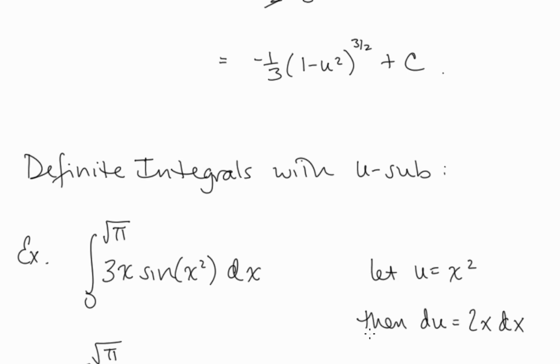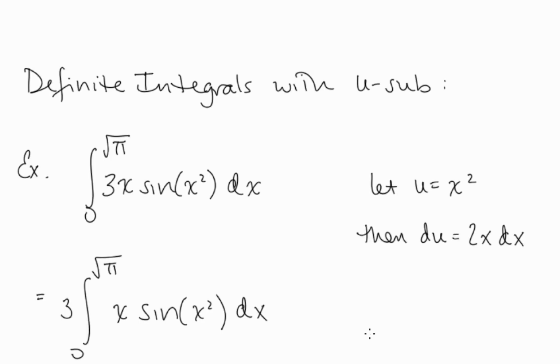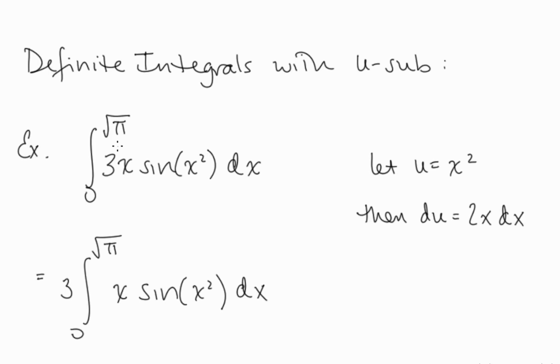Now let's take a look at definite integrals with u-substitution. Here we have the integral from 0 to radical pi of 3x sine of x squared.